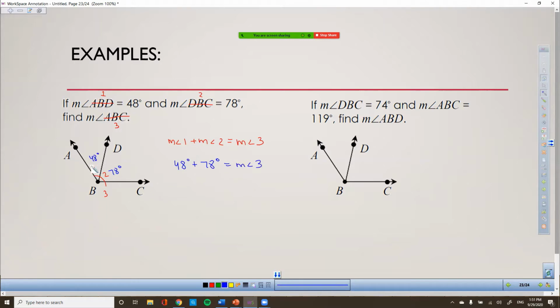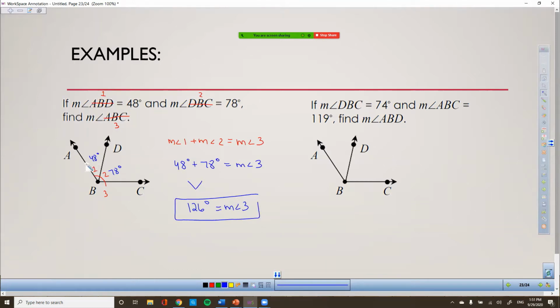So in this case, all I have to do to find the measurement of angle 3, all of it put together, is add these two numbers, 48 degrees plus 78 degrees. That gives me a total of 126 degrees. And that's going to be the measurement of angle 3. And there you go.